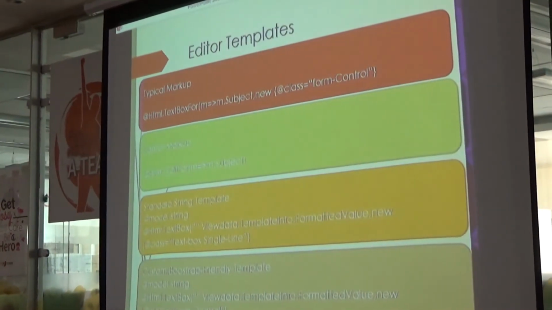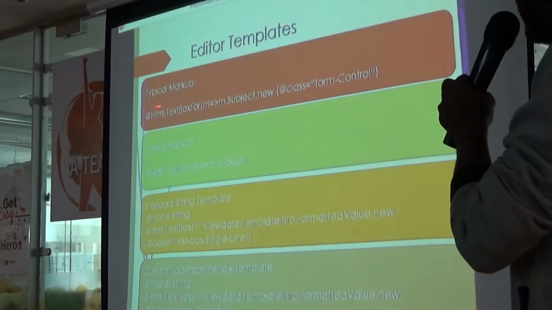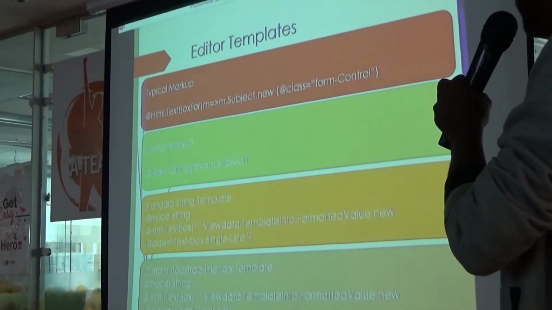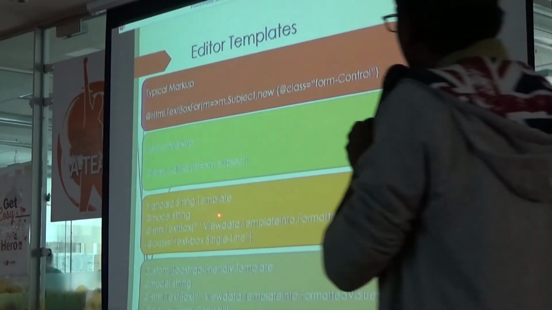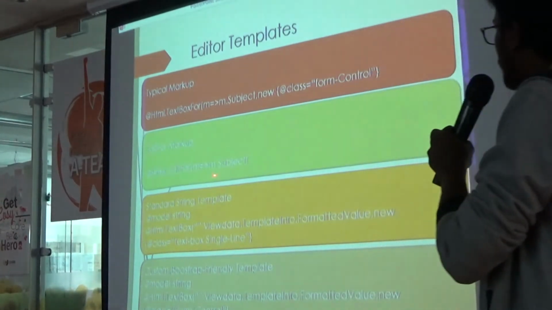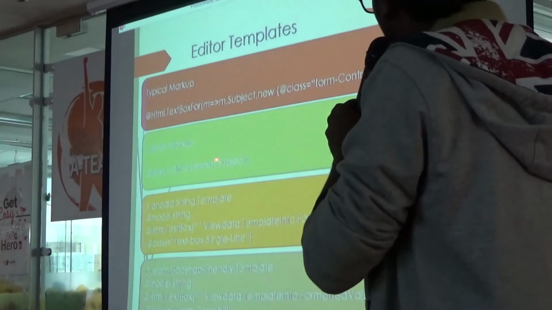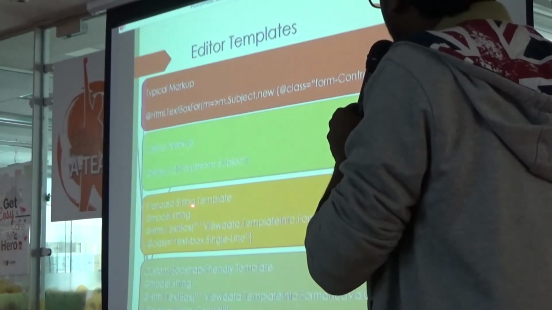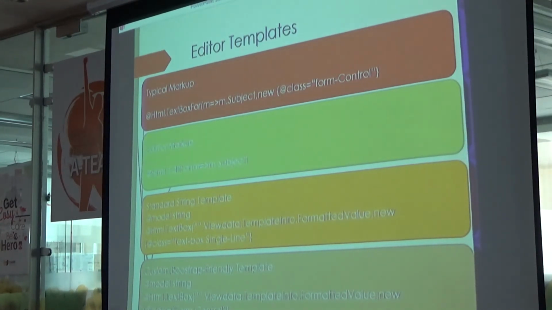I think one more next one is editor templates. Editor templates: if you see here in the HTML markup, like HTML text box for, I'm writing my code like this. If you use the editor template, I'm writing my code like this, HTML editor for my subject, whatever my property is for this. I can be tightly coupled with my model. And if you go for the standard, editor templates work on a convention basis, like a text box is for data type string.